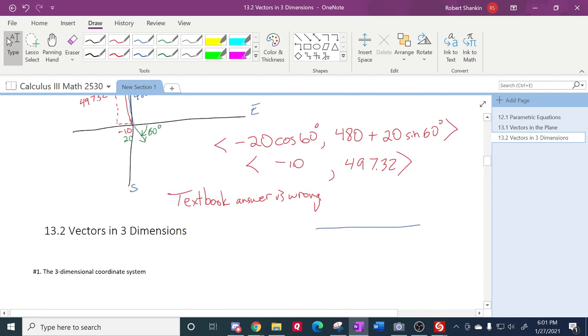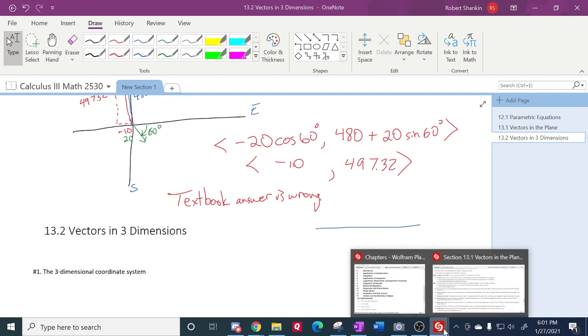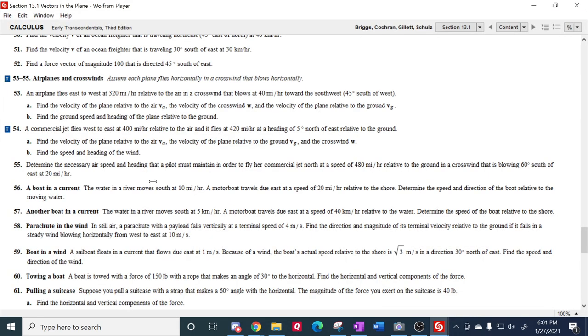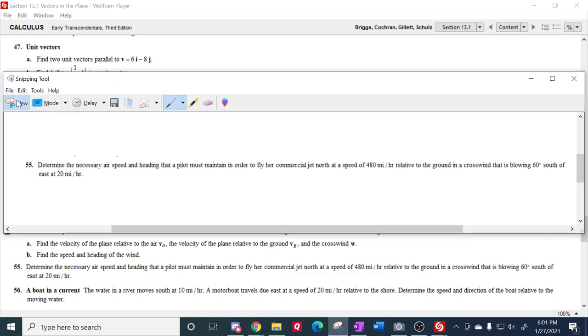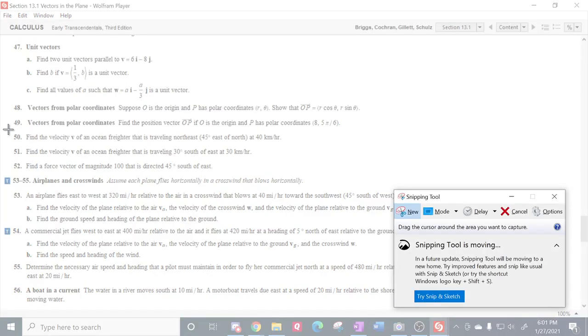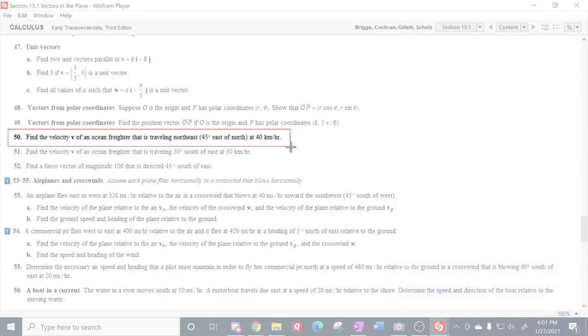I think I do have one. Yeah. For problem 50, find the velocity v of an ocean freighter that is traveling northeast, 45 degrees east of north at 40 kilometers per hour. It's like, find the velocity. Are they asking us to find the velocity after they give us the velocity?